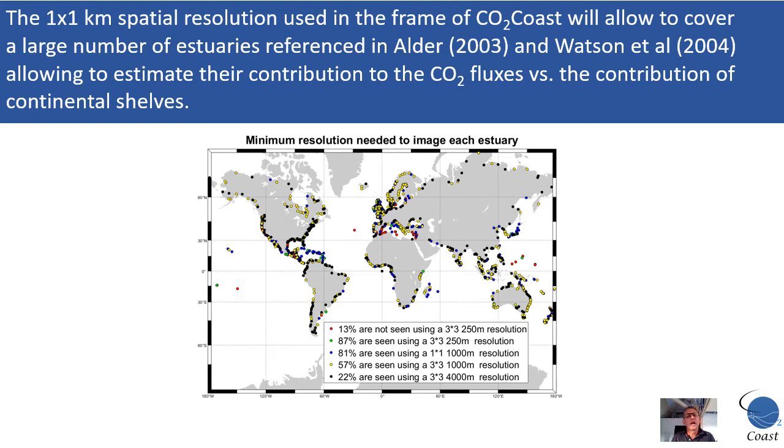The relatively high spatial resolution used in the frame of CO2 Coast will allow us to cover a large number of estuaries, about 81% of those referenced in Laruelle and Watson et al., allowing us to estimate their contribution to the CO2 fluxes versus the contribution of continental shelves to the CO2 fluxes.